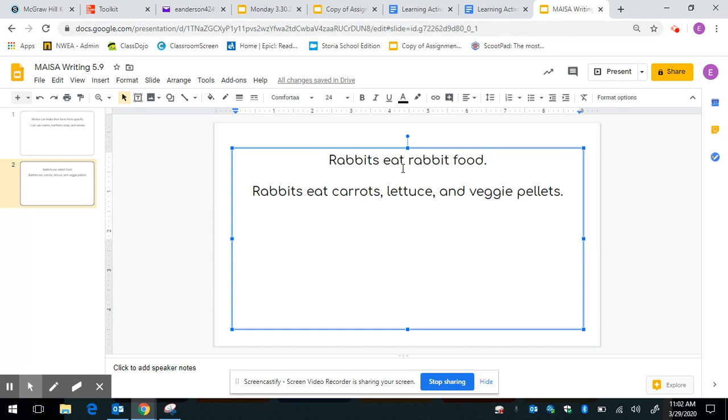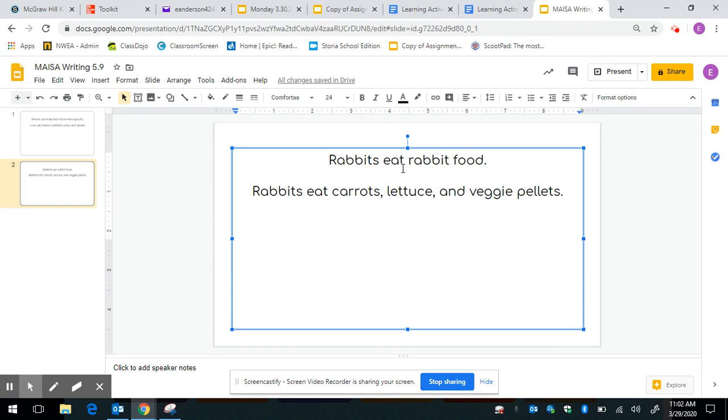Now, when I first just said rabbits eat rabbit food, all I thought of were those veggie pellets. But then when I add in things like carrots and lettuce and veggie pellets, I see a full bowl of some really good vegetables that a rabbit could eat rather than just a boring bowl of veggie pellets, okay? So I made my fact more specific. I gave my reader a picture by giving more information.